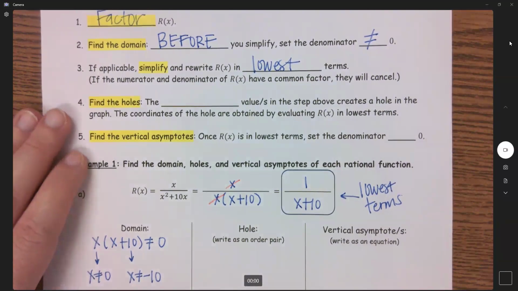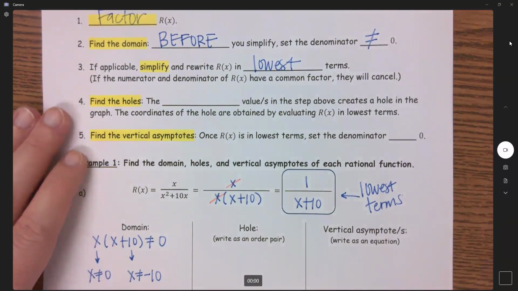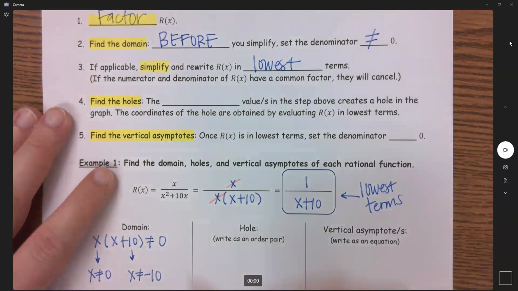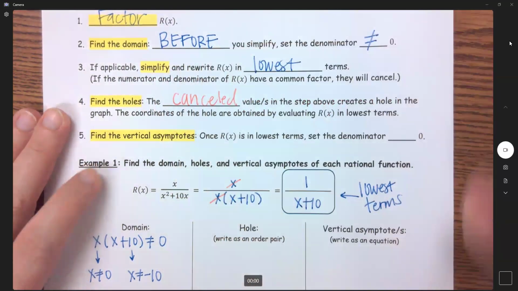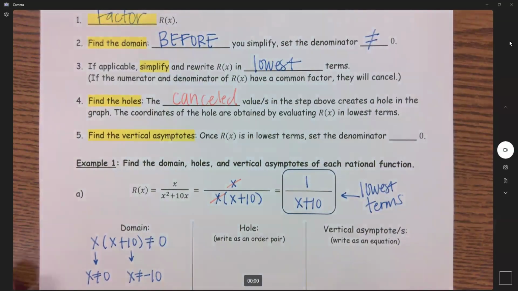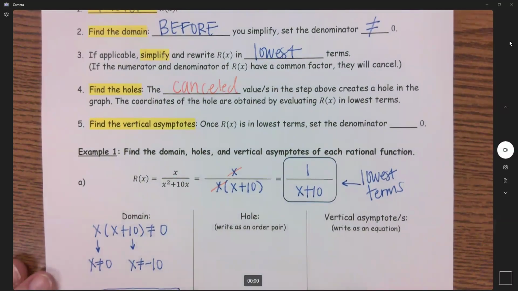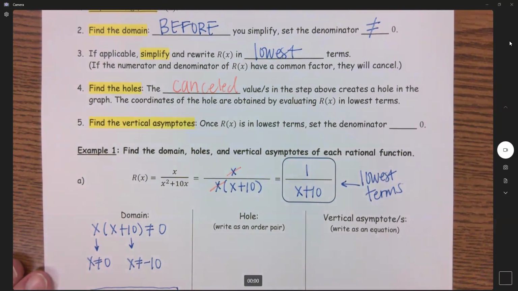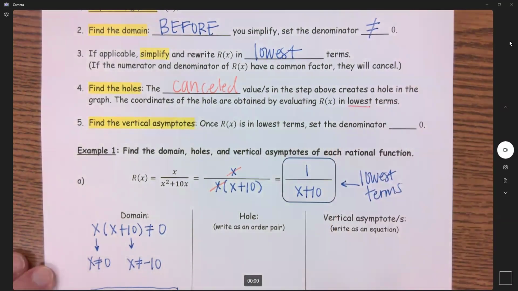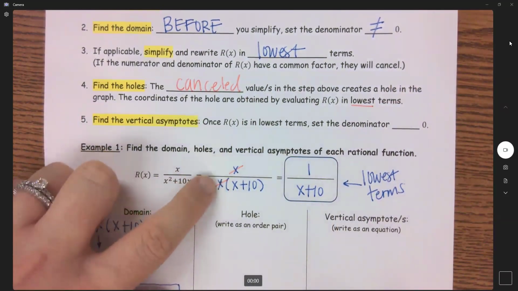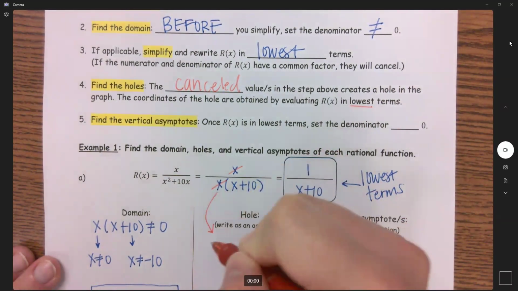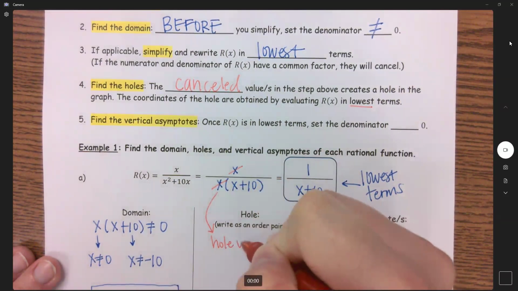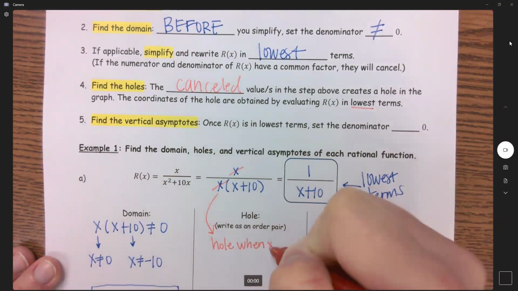Okay. Number 4, now we're going to find holes. The canceled values in the step above create holes in the graph. The coordinate of the hole are obtained by evaluating r of x in lowest terms. So because I have an x here that cancels, this tells me I have a hole when x equals 0.